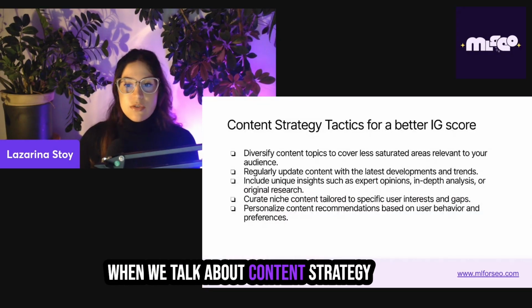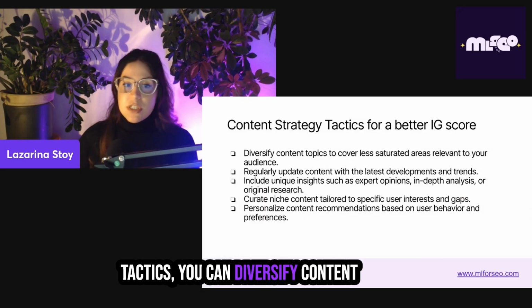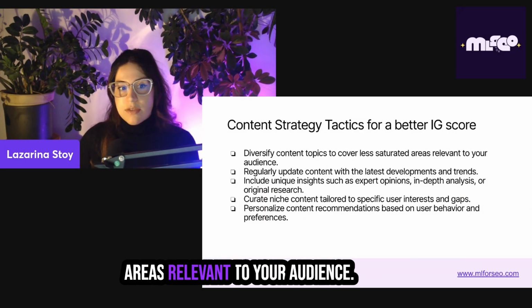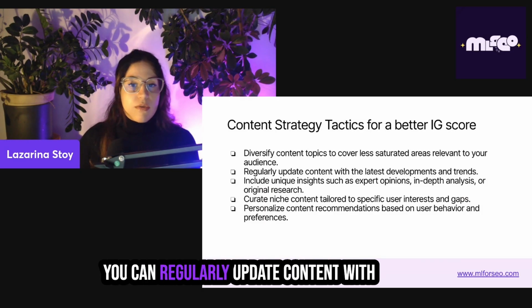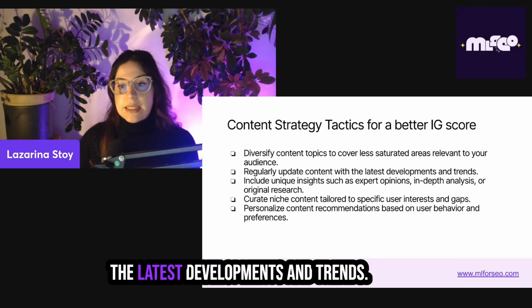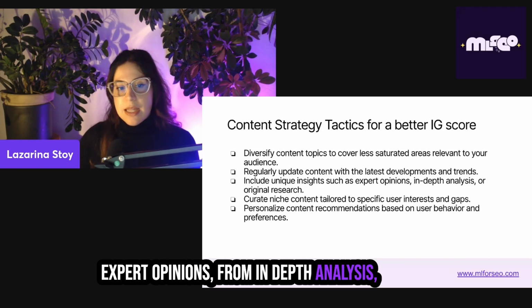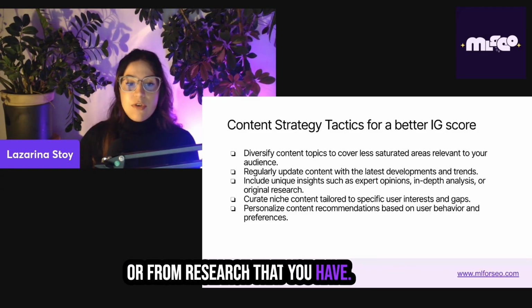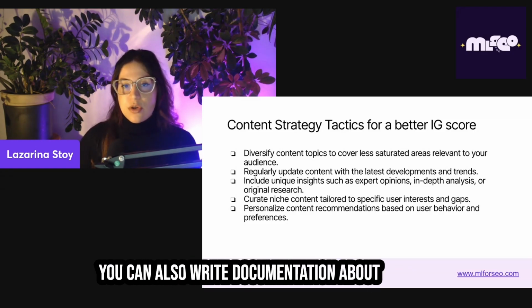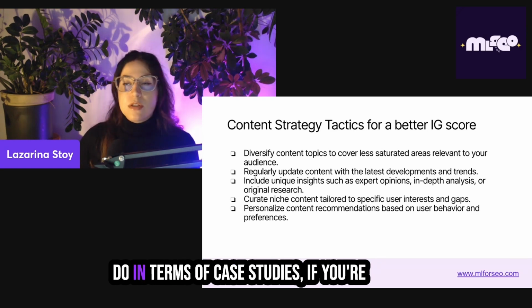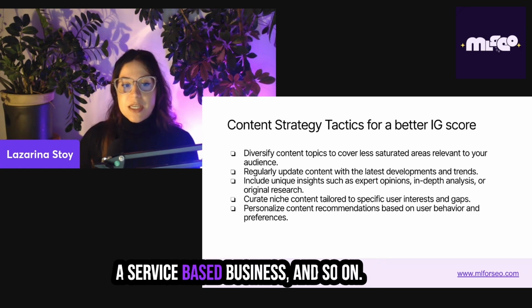When we talk about content strategy tactics, you can diversify content topics to cover less saturated areas relevant to your audience. You can regularly update content with the latest developments and trends, incorporate unique insights from expert opinions, from in-depth analysis, or from research that you have. Of course, as in the example of Zapier, you can also write documentation about how your systems work and what you do in terms of case studies if you're a service-based business and so on.